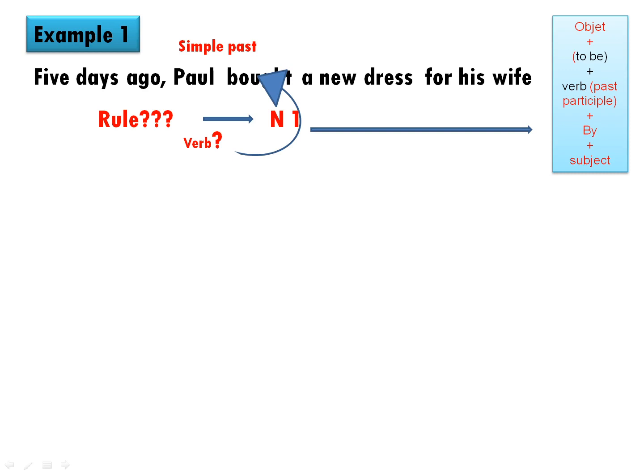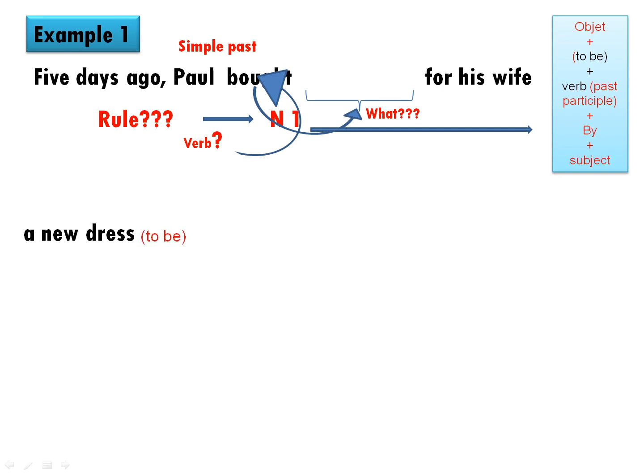Great. So I'm moving step by step here. The next step is to find the object, because the object is the most important thing here. When you want to find the object, you ask the question what. Bought what? The answer is bought a new dress. So a new dress is the object, which is going to be used to start my sentence. Then to be, following the rule.